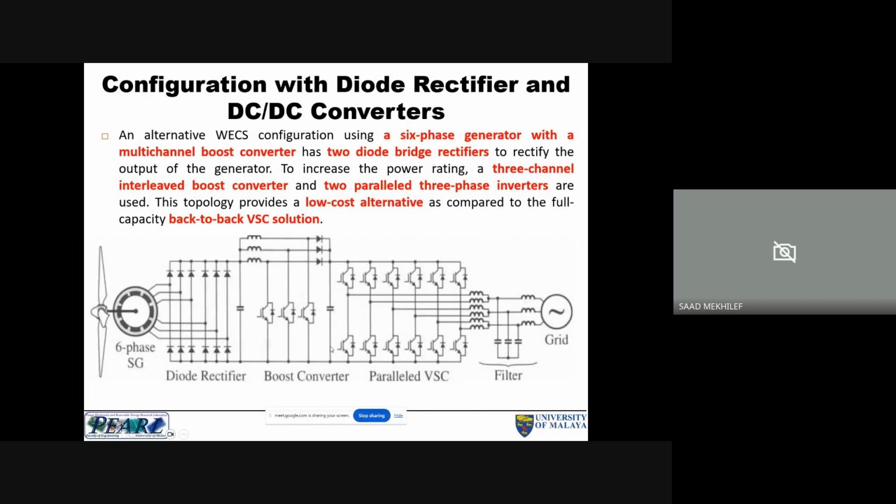So I think we stop here. For the 6-phase generator, we see the 6-phase generator configuration with 12 diodes and 12 switches for the voltage source converter, and then with 3 boost converters.